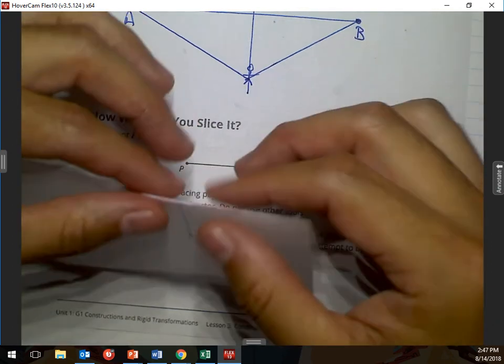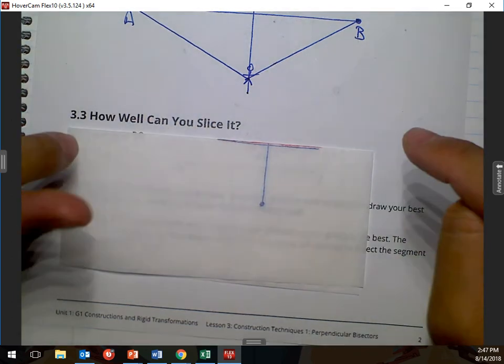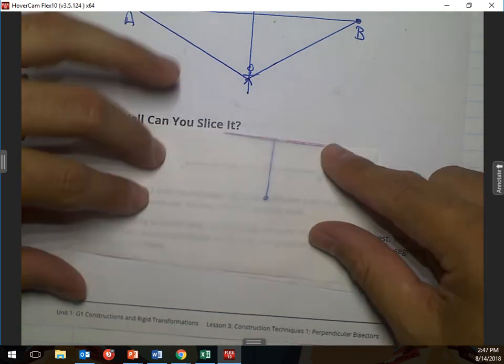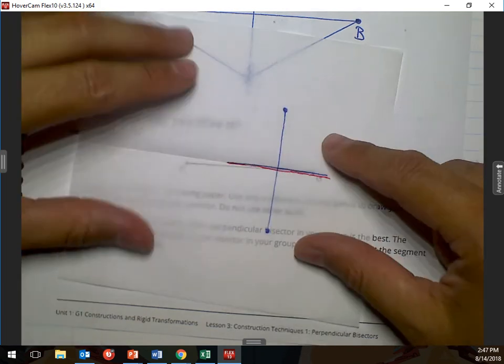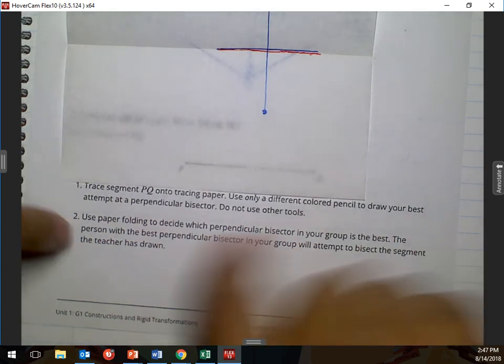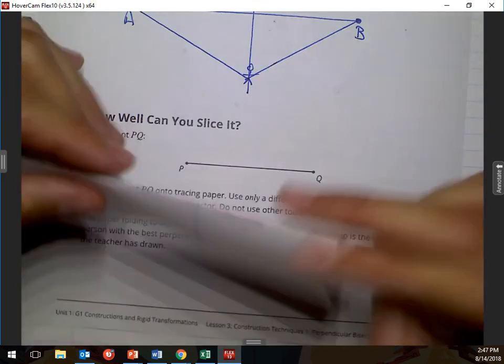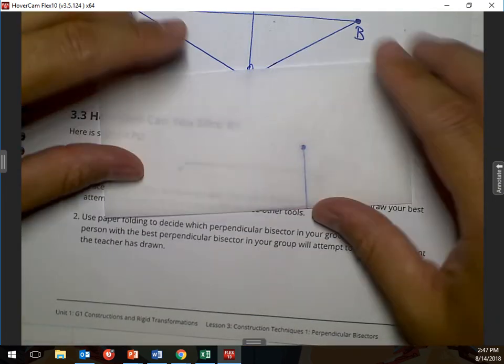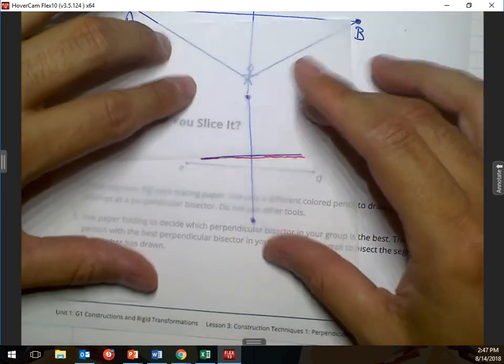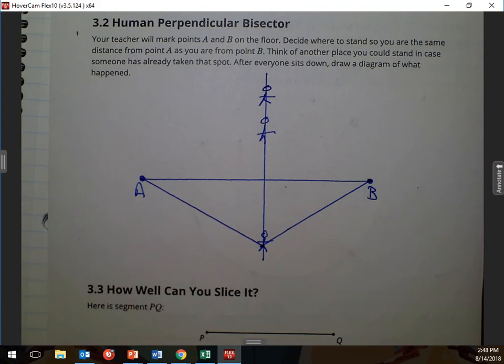Okay, so mine did not come out very well. I tried. Okay, slightly off. Now, it's close, but it's still off. So it's not perfect right there, so that wouldn't work out. So the person with the best perpendicular bisector in your group will attempt to bisect the segment my teacher has drawn. Nope, let's not go that far. I'm going to go to the next part here. We're going to go down to the cooldown and then come back to answering this question. So we did those ones right here, so now let's take a look at that cooldown. And this is just like that classroom problem that we got there.